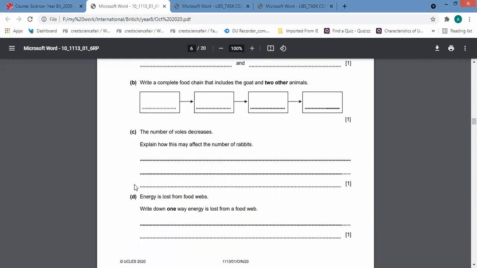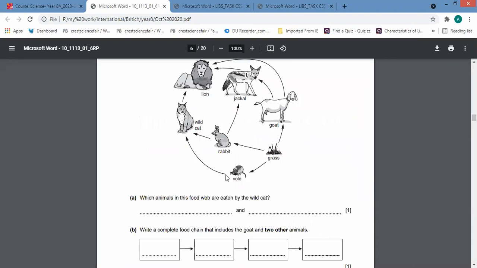The number of voles decreases. Explain how this may affect the number of rabbits. Mister, can I answer? Yes. Is it because the wild cats will need to eat more rabbits because there's no more voles? So the number decreases? Yes. Okay, who has another answer?